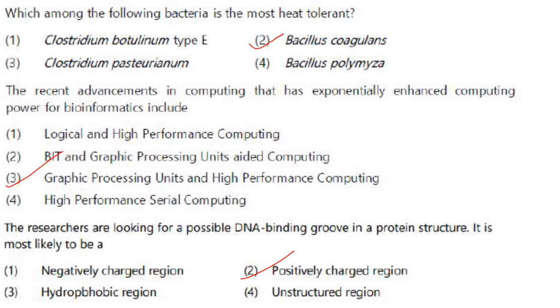Then next one. Which among the following bacteria is the most heat tolerant? It is Bacillus coagulans. Answer is option 2. Then next one. The recent advancements in computing that has exponentially enhanced computing power for bioinformatics include graphic processing unit and high performance computing. Answer is option 3. The researchers are looking for a possible DNA binding groove in a protein structure. It is most likely to be a positively charged region because DNA is negatively charged.